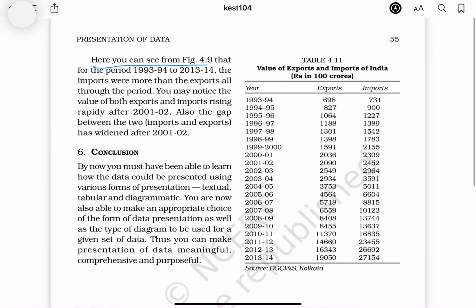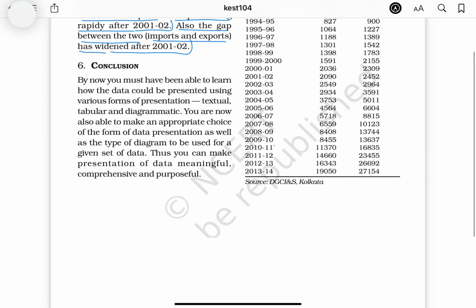Here you can see in 4.9 that for the period 1993-94 to 2013-14, the imports were more than the exports all through the period. You may notice the value of both exports and imports rising rapidly after 2001-2. Also, the gap between the imports and exports has widened after 2001-2.